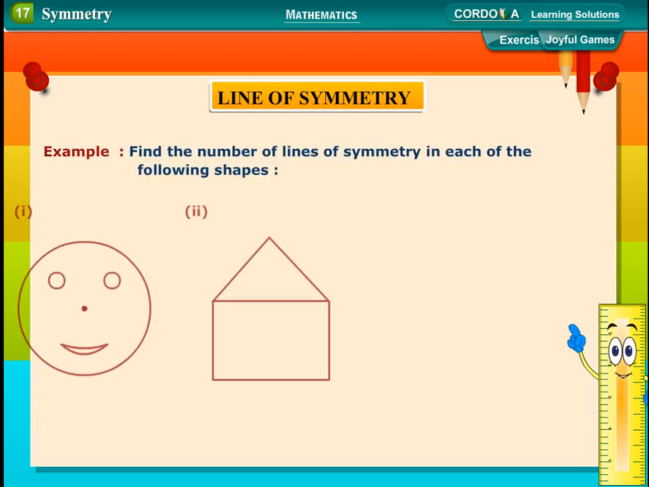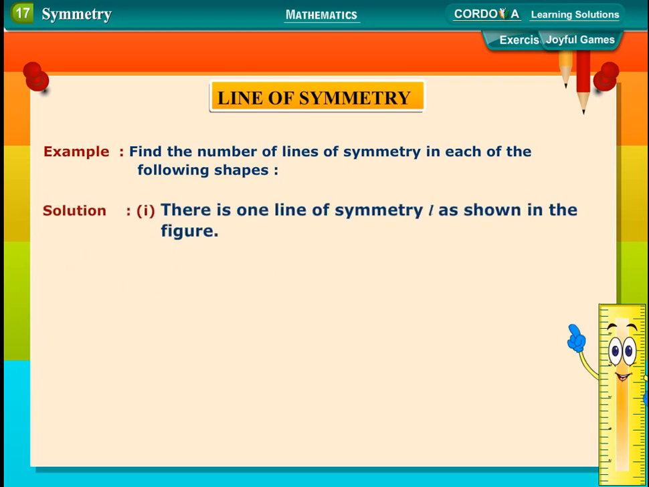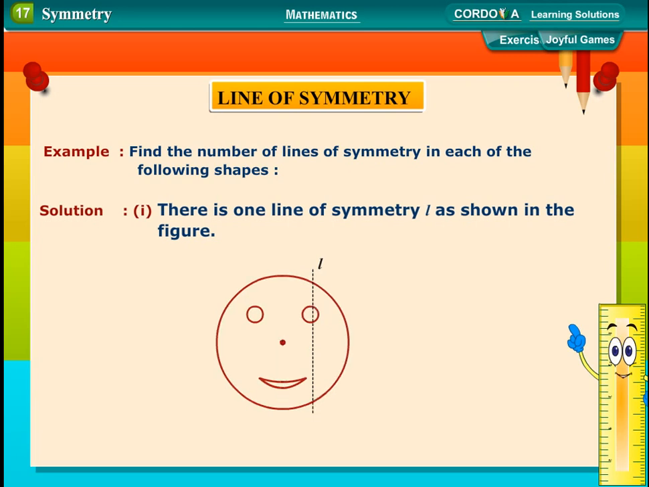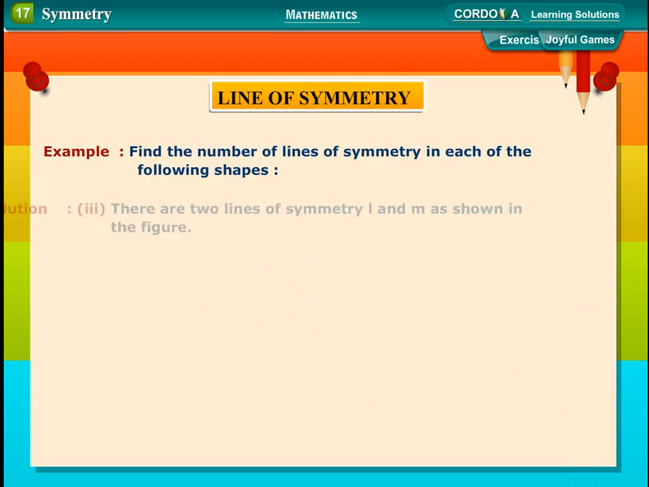Example: find the number of lines of symmetry in each of the following shapes. Solution: there is one line of symmetry, L, as shown in the figure. There is one line of symmetry, M, as shown in the figure.